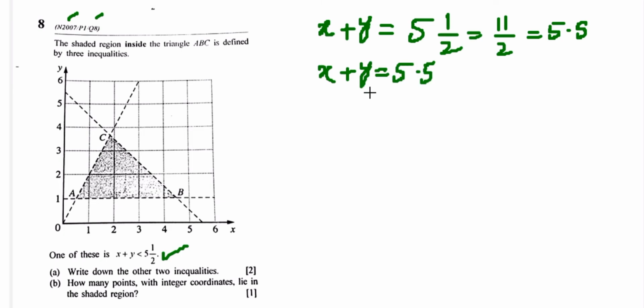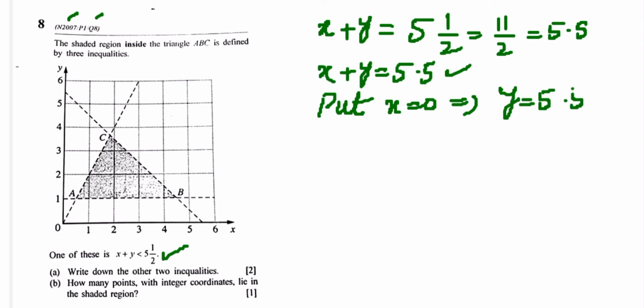If you convert it into two-intercept form, or simply find the y or x intercept to identify which line represents this equation, I am going to put x is equal to 0 here. We find y is equal to 5.5. Where is y 5.5? You can see this point represents y is equal to 5.5. It means this dotted line represents the equation x plus y is equal to 5.5.